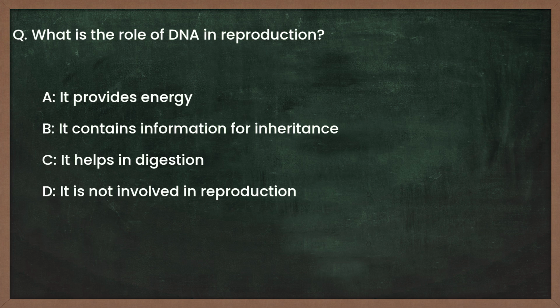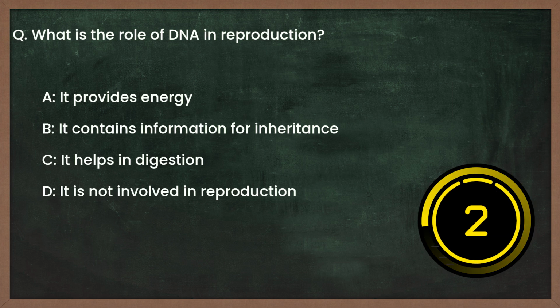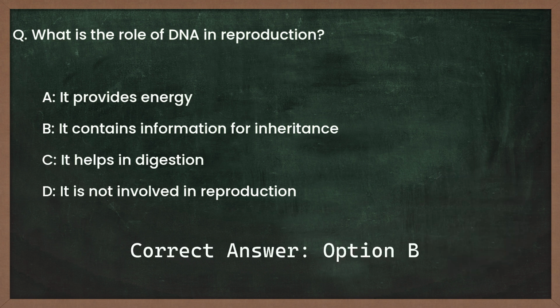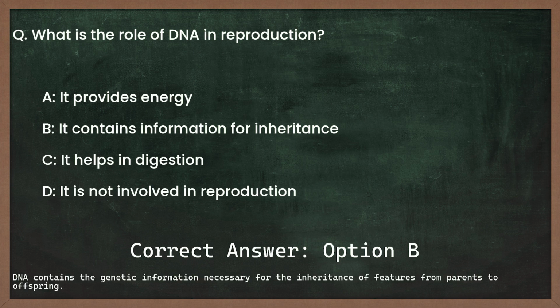Option C. It helps in digestion. Option D. It is not involved in reproduction. You have 5 seconds to answer the question. The correct answer is option B, which is it contains information for inheritance. DNA contains the genetic information necessary for the inheritance of features from parents to offspring.